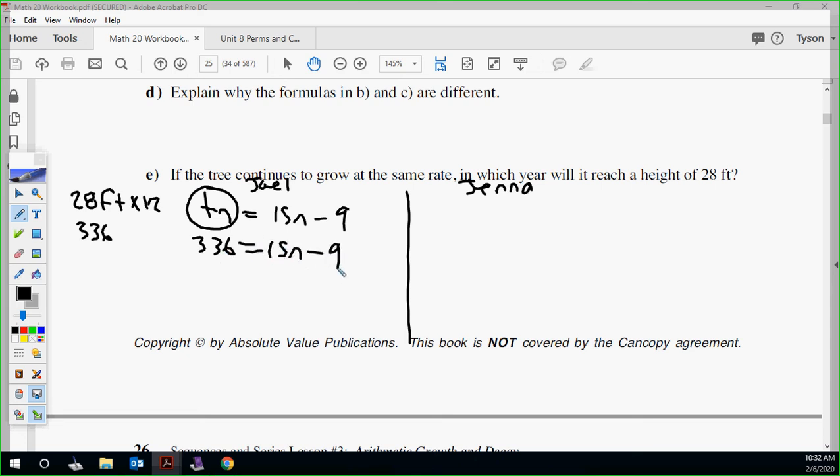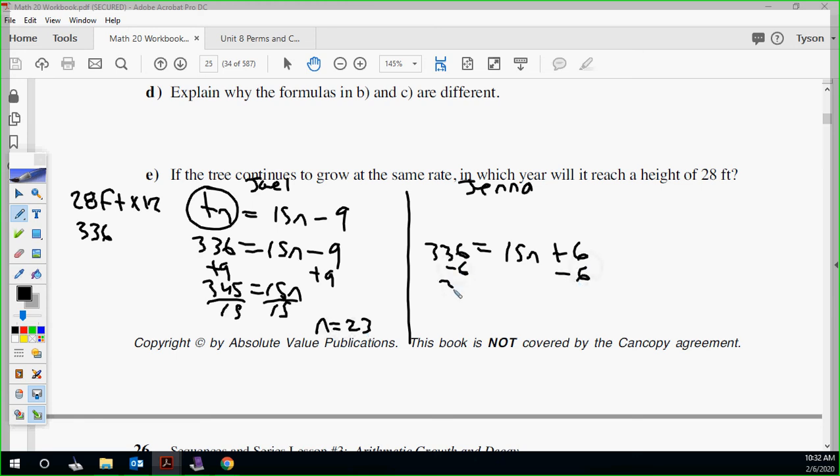All right? Same thing for Jenna's. She would have 336, but her formula is 15n plus 6. And you just solve those two equations. And so you'll see they're one apart. Plus 9. You get 345 divided by 15n. Divide by 15. So 23. Okay, so he gets 23. And then when she does it, she gets 22.